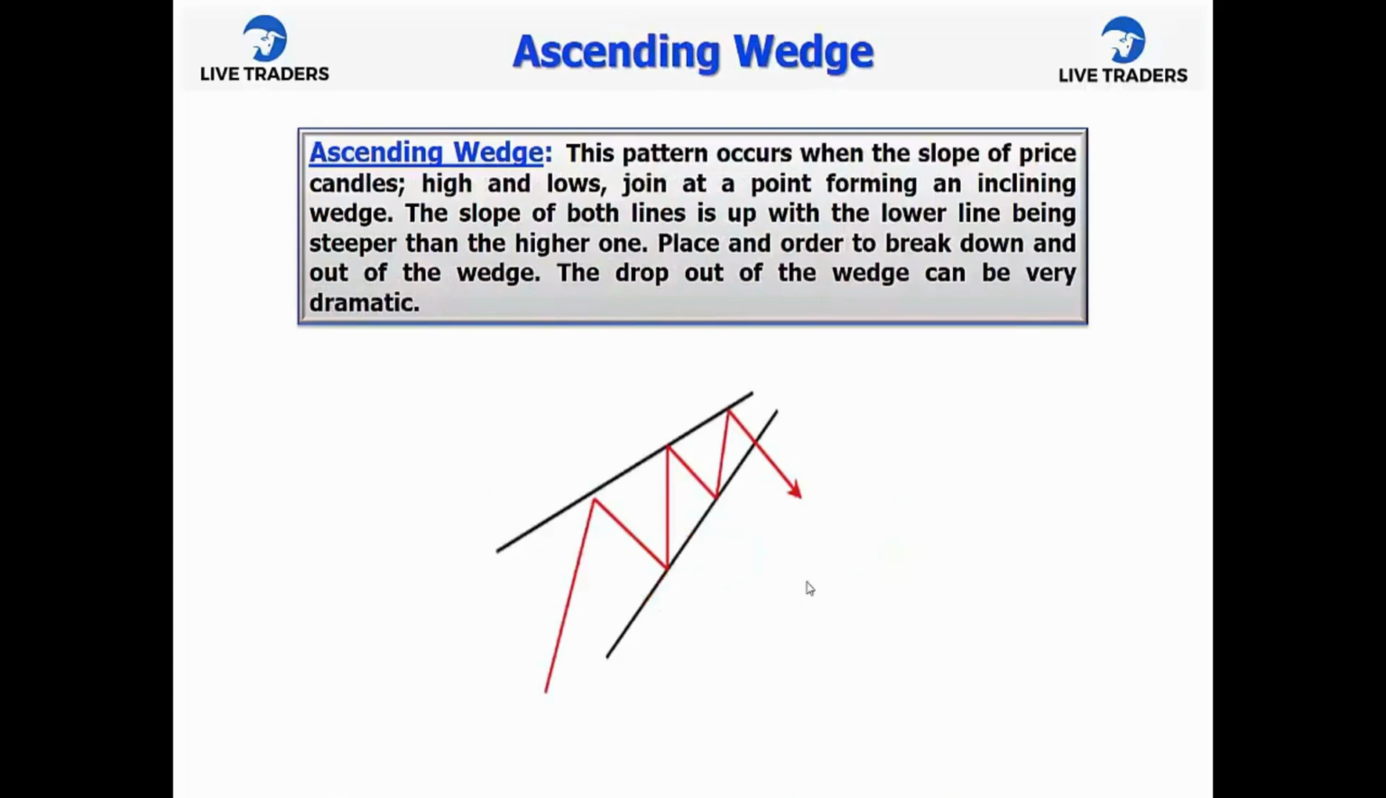Now here's an ascending wedge. This pattern occurs when the slopes of the price candle highs and lows join at a point, forming an inclining wedge. The slope of both lines is up, with the lower line being steeper than the higher one. Same thing here: you're getting higher highs and higher lows, but the angle is much steeper. When you connect it, you get this type of pattern. When prices break through it, you're going to look to short, place your stop loss above, and look for the next support levels as your target.